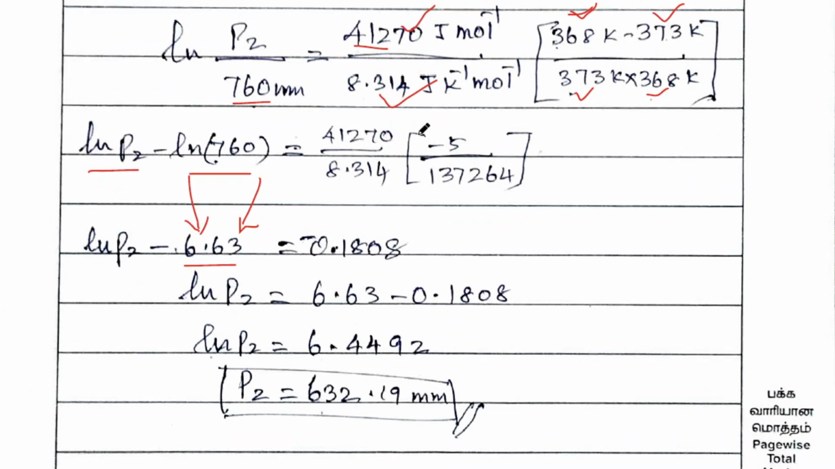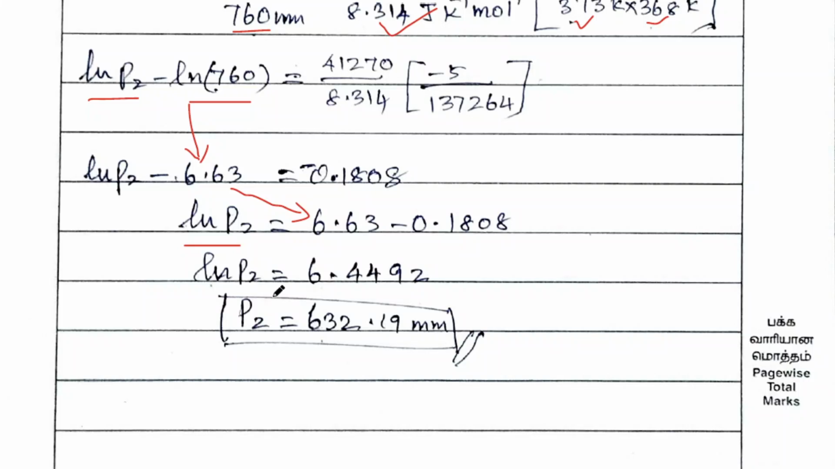Those things are fine. Multiplying these two, you get 137264. Solving all these values, I get minus 0.1808, and ln P2 is already here. Bringing this to the other side, it will become plus, and therefore plus 6.63 and minus that already here, 0.1808, and therefore ln P2 is equal to 6.4492.